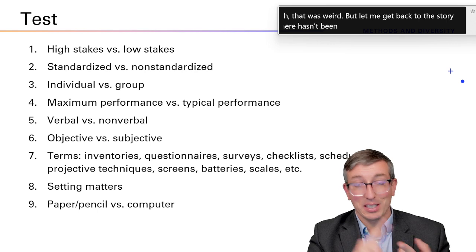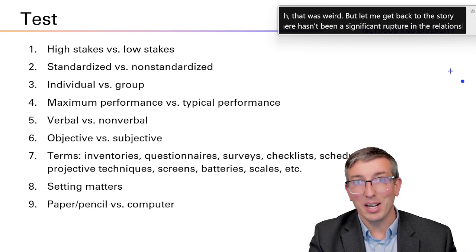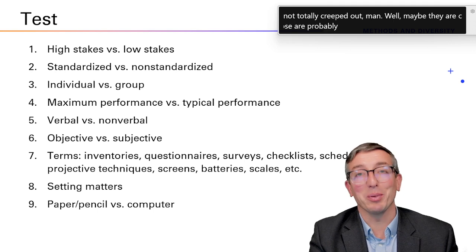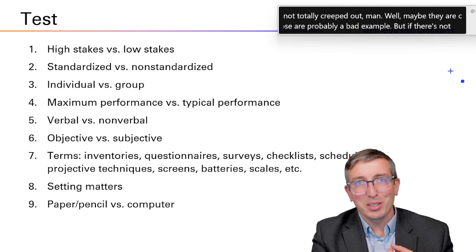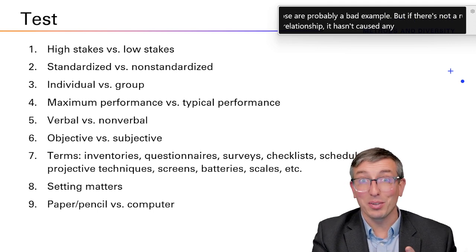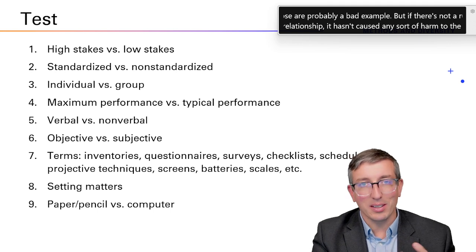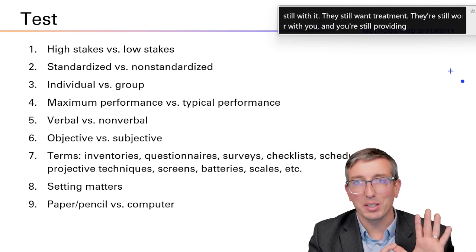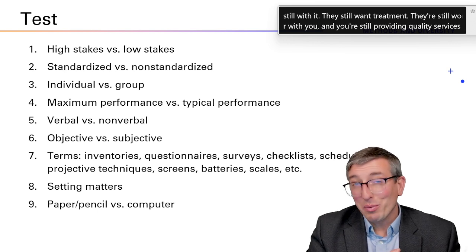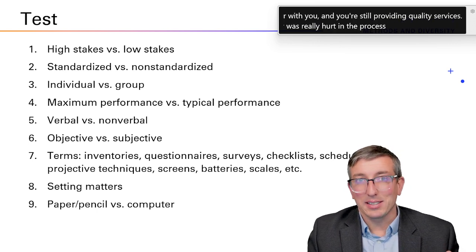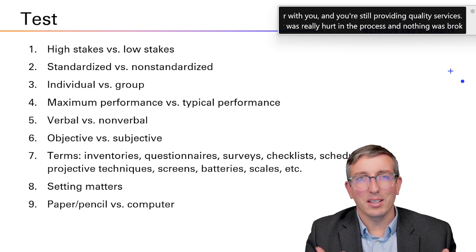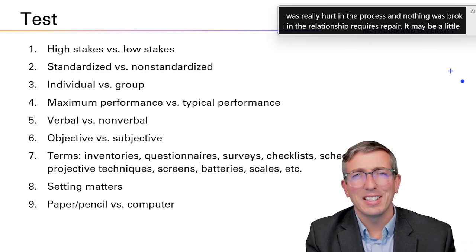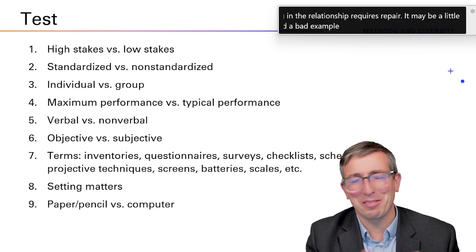There hasn't been a significant rupture in the relationship. They're not totally creeped out. Well, maybe they are creeped out. This is probably a bad example. But if there's not a rupture in the relationship, it hasn't caused any sort of harm to the person. They're still with it. They still want treatment. They're still working together with you, and you're still providing quality services. Nobody was really hurt in the process, and nothing was broken. Nothing in the relationship requires repair. Maybe a little bit, but okay, so I used a bad example. I should have picked a better one.